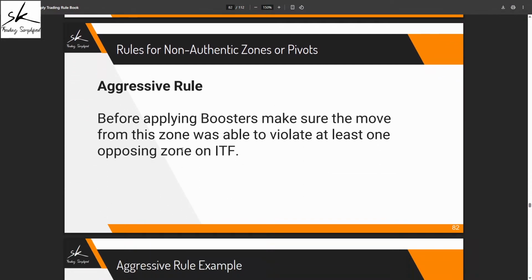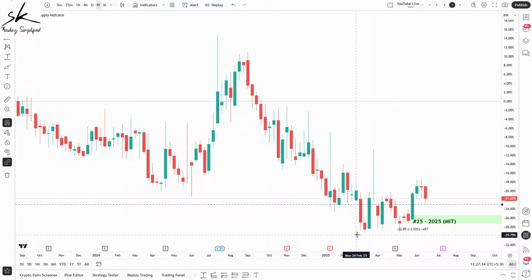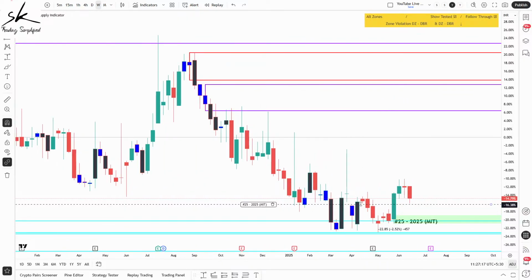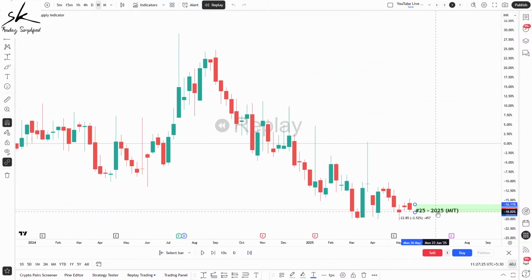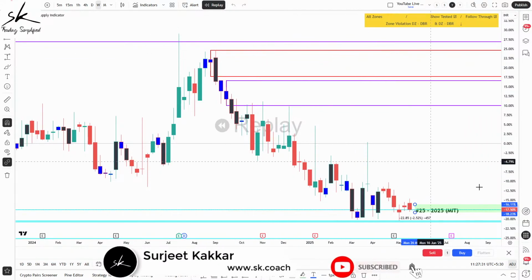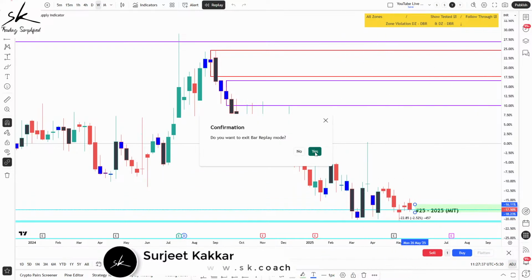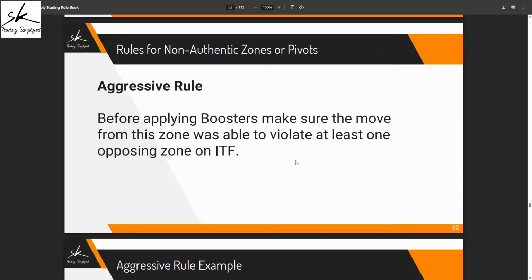The ones which I've given are right here. You can see the aggressive rule says that before applying the boosters, make sure the move from the zone was able to violate at least one opposing zone on the intermediate time frame. So here, when we got this move to the upside, did it violate any intermediate time frame zone? If I look for supplies here, you can see that the move from the zone did not violate any supply. If I do a candle replay from here, because this is where the zone was formed, you can see that there is no supply here. The nearest supply is right here. Unless and until this gets violated, it will not satisfy the condition of the aggressive rule. So going with the aggressive rule, we do not have a qualified zone.